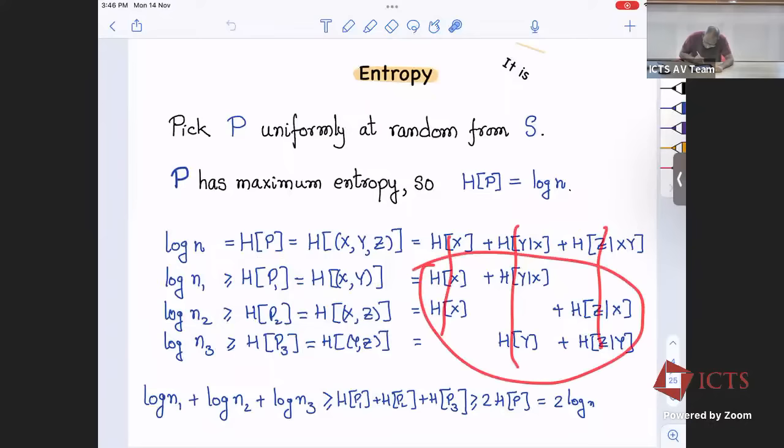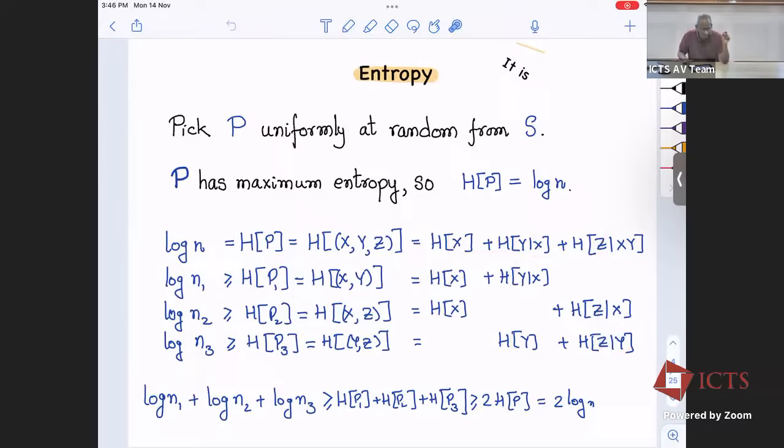And h of p is log n by design because we picked the point p uniformly at random. So the point p was picked uniformly at random and various points p1, p2, p3 arose. p1, p2, p3 need not be uniform in their particular domains, because it could be that one point has many points above it, the other point has only few. Then when we project, it won't be a uniform distribution here. So that's addressing this point and we will get this inequality.